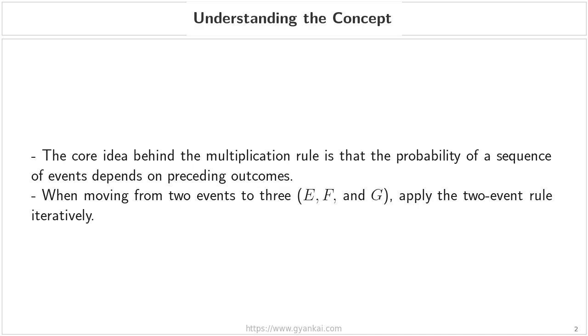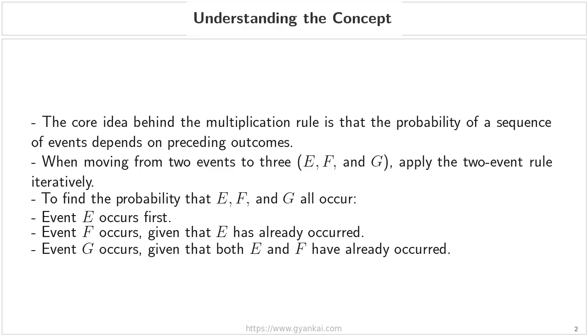So, how do we actually handle this when we move from 2 events to 3? Let's say we have events E, F, and G. The trick is to apply the 2-event rule we've already learned, but we do it iteratively, which is just a fancy way of saying we apply it step by step, over and over again. To make this concrete, if we want to find the probability that events E, F, and G all occur together, we break it down into a logical sequence.